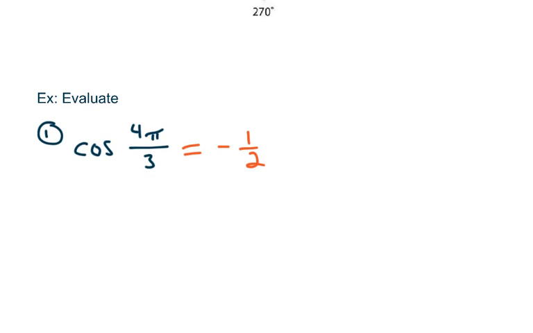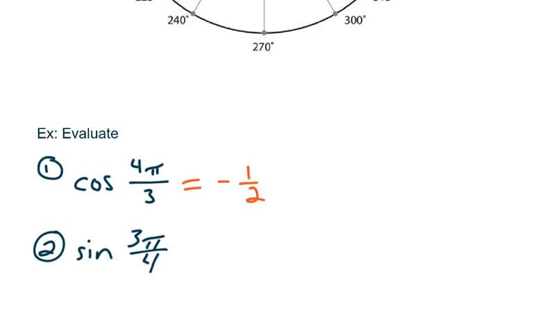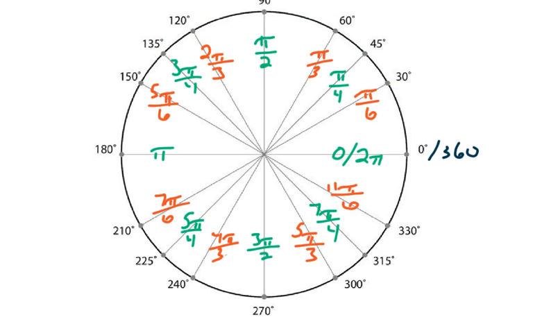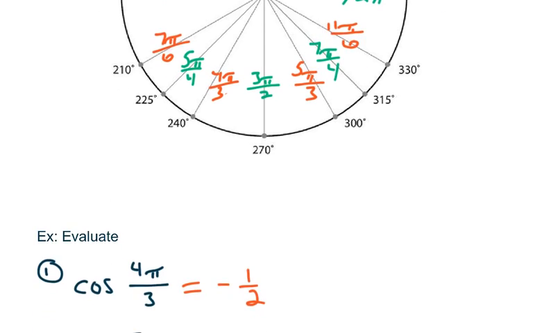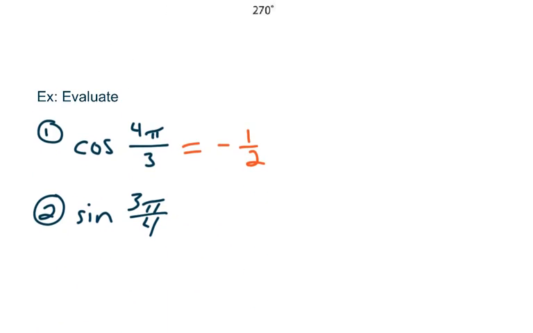Let's try another one. Number 2. Let's go with the sine of 3 pi over 4. Once again, 3 pi over 4 is on your unit circle. So there's 1 pi, and 3 pi over 4 is there, 135 degrees. We're looking for the sine of 3 pi over 4. It's quadrant 2, and sine in quadrant 2 is positive. It's going to be positive square root of 2 over 2.